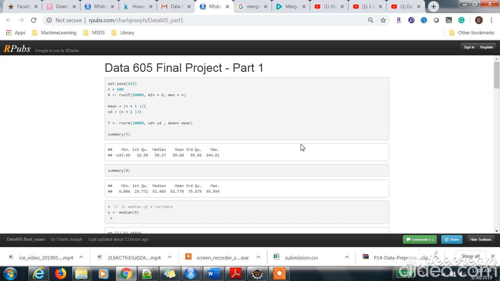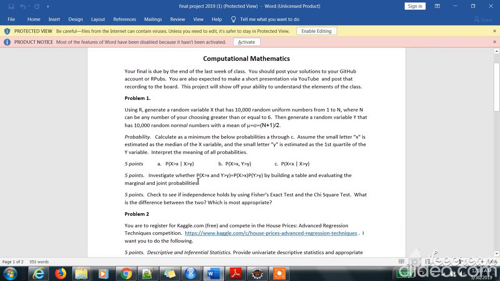So this video covers the part one problem which is in the DATA 605 final exam. So the problem statement is you need to identify some of the probabilities which are mentioned here, and for that we need to build some random variables. So these are the instructions given in the problem to generate the random variables.